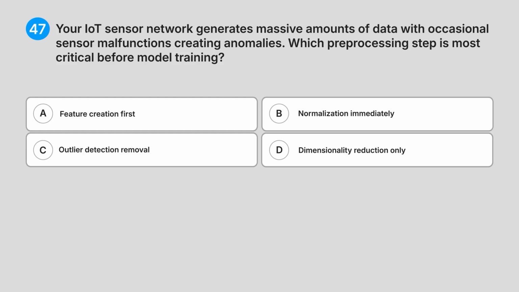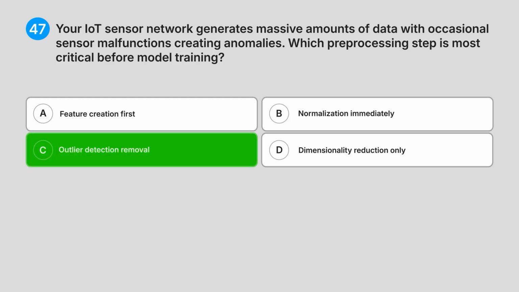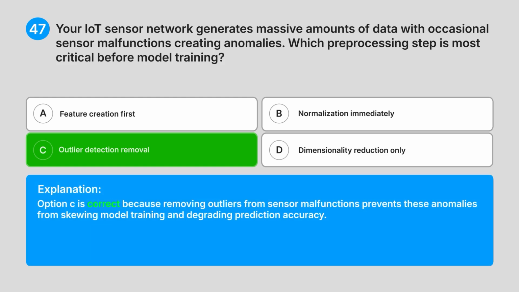Correct answer, C. Outlier detection removal. Explanation. Option C is correct because removing outliers from sensor malfunctions prevents these anomalies from skewing model training and degrading prediction accuracy.